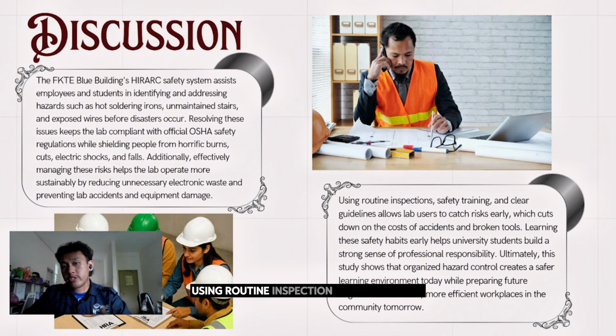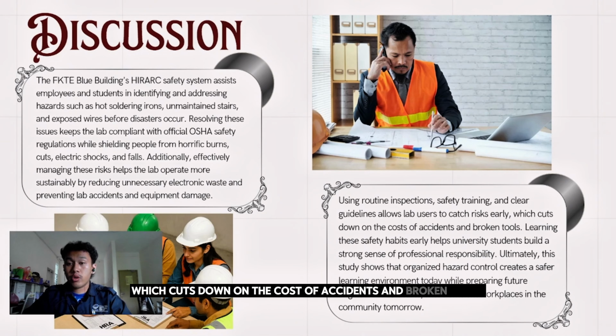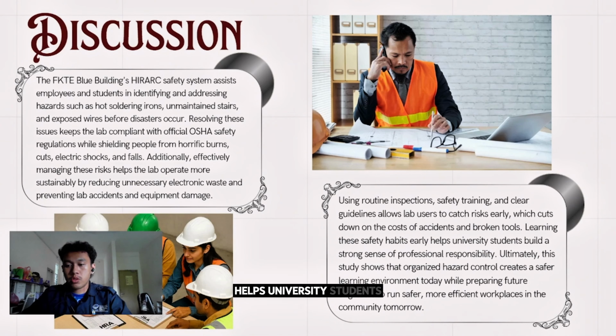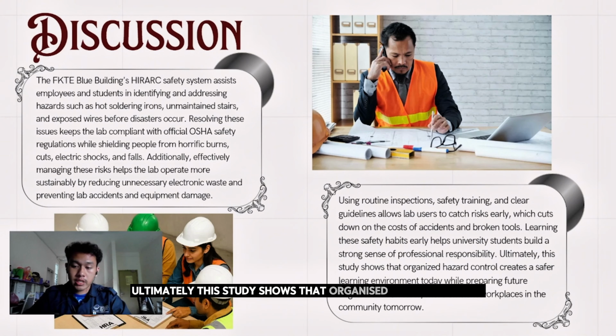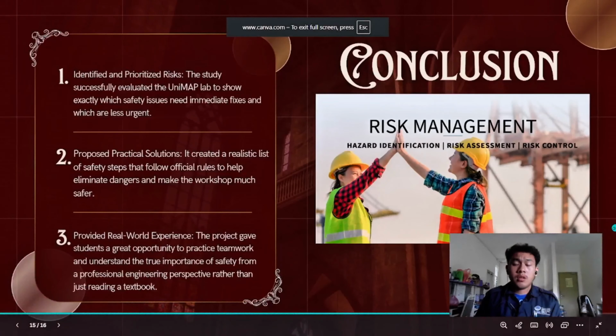Using routine inspection, safety training, and clear guidelines allows lab users to catch risks early, which cuts down on the cost of accidents and broken tools. Learning these safety habits early helps university students build a strong sense of professional responsibility. Ultimately, this study shows that organized hazard control creates a safer learning environment today while preparing future engineers to run a safer, more efficient workplace in the community tomorrow.